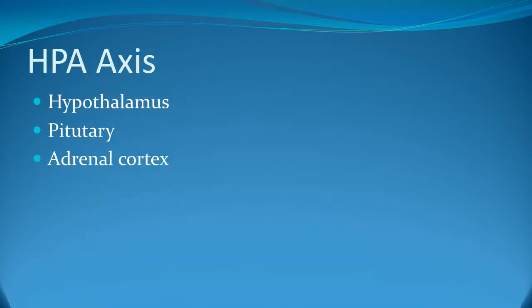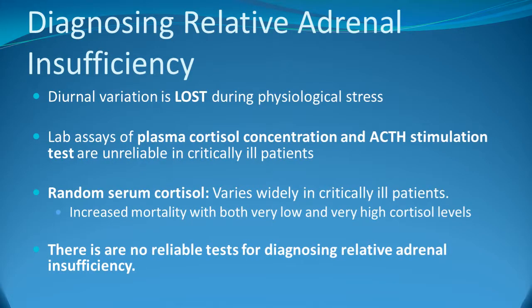So, the HPA axis is composed of the hypothalamus, pituitary, and adrenal cortex. In diagnosing the relative adrenal insufficiency, diurnal variation is lost during the physiological stress. Lab assay of the plasma cortisol concentration and ACTH stimulation are unreliable in critically ill patients. Random serum cortisol varies widely in the critically ill patient, and mortality increases with very low and very high cortisol levels. There is no reliable test for diagnosing the relative adrenal insufficiency.